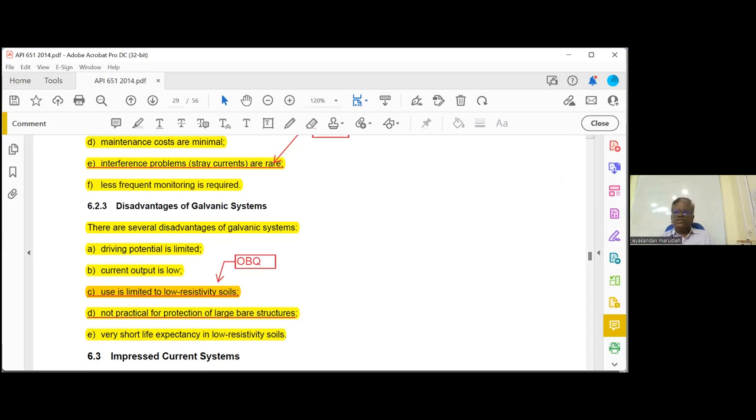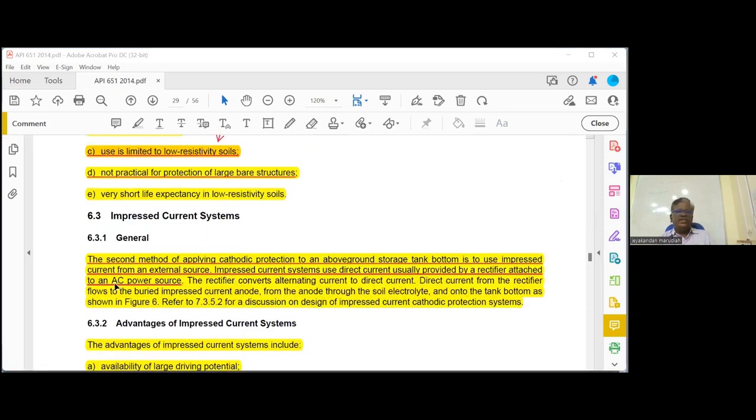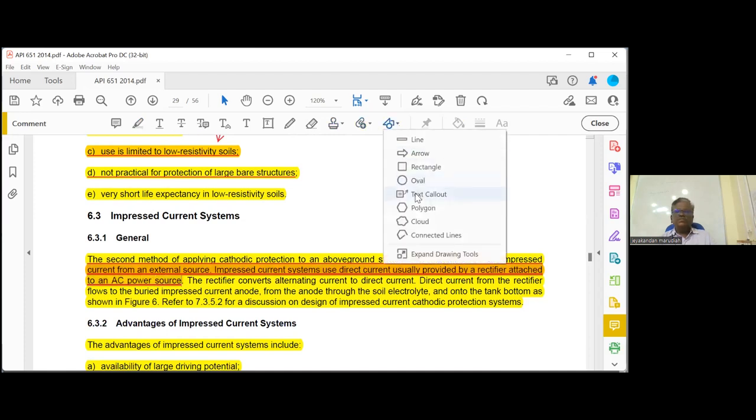Okay. Next one. Impressed current cathodic protection systems use direct current, usually provided by a rectifier. So where is it given? Impressed current is directly provided by the rectifier attached to the AC source, here, 6.3.1 second line. Impressed current system uses direct current attached to an AC power supply. That is a closed question.